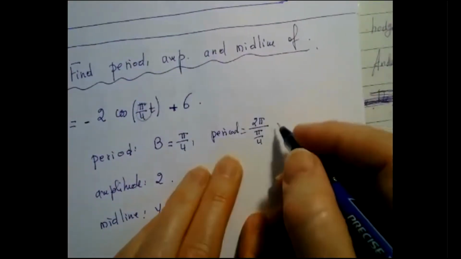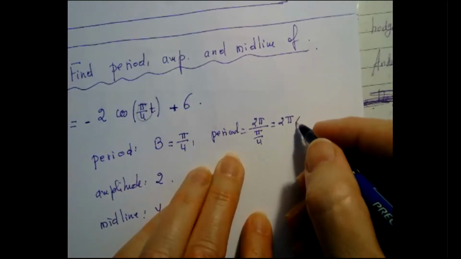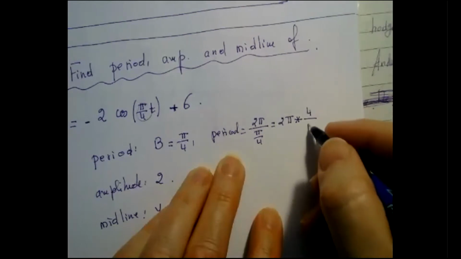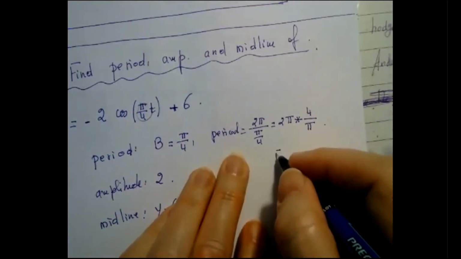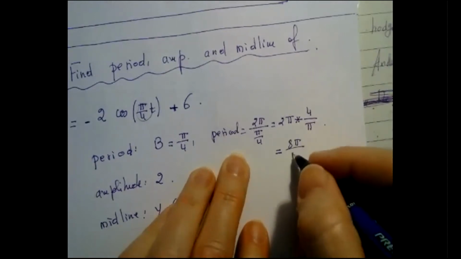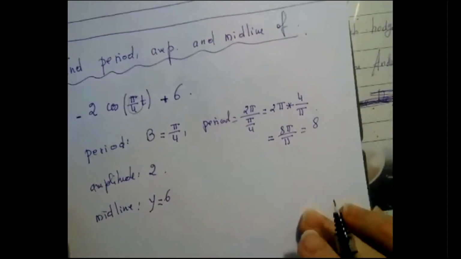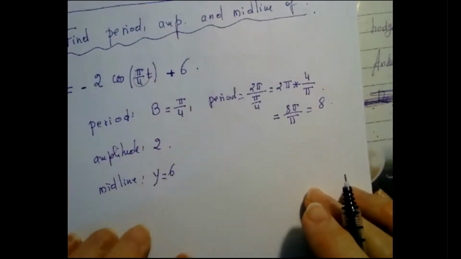Okay, do the math. How do we divide fractions? It's 2 pi times the reciprocal, so 4 over pi. So you'd have 8 pi over pi, right? So the period is 8. Do it very slowly.